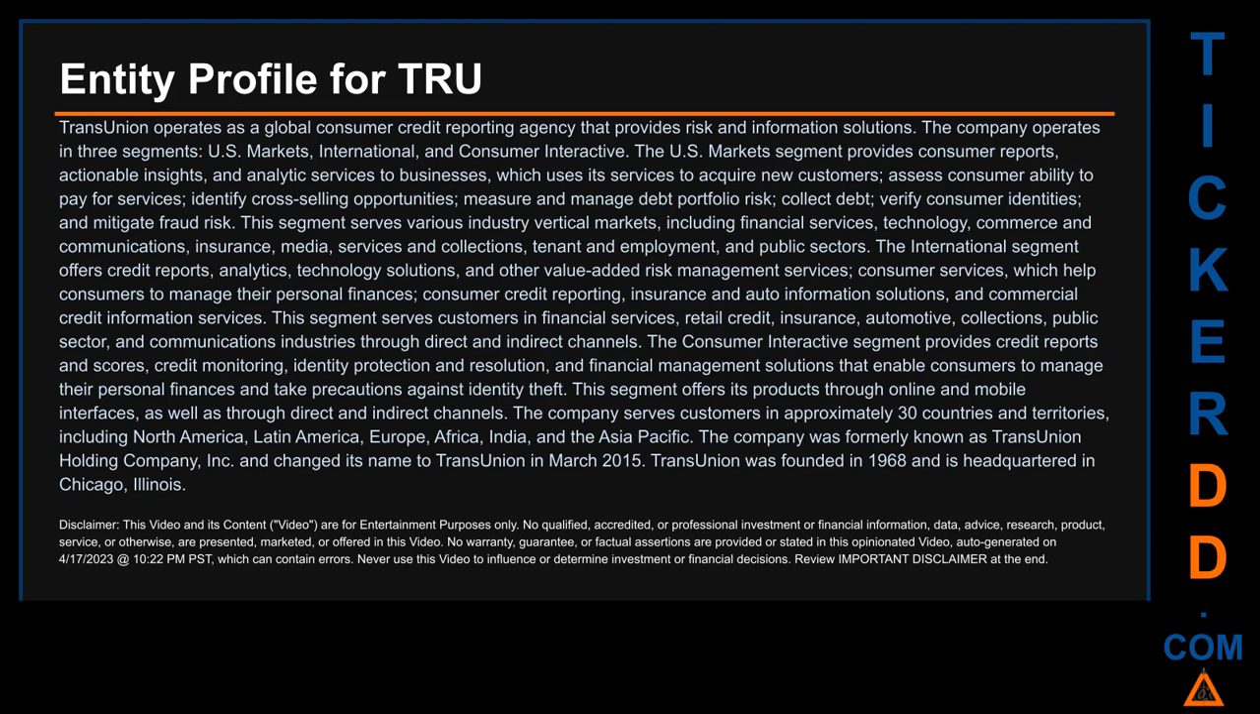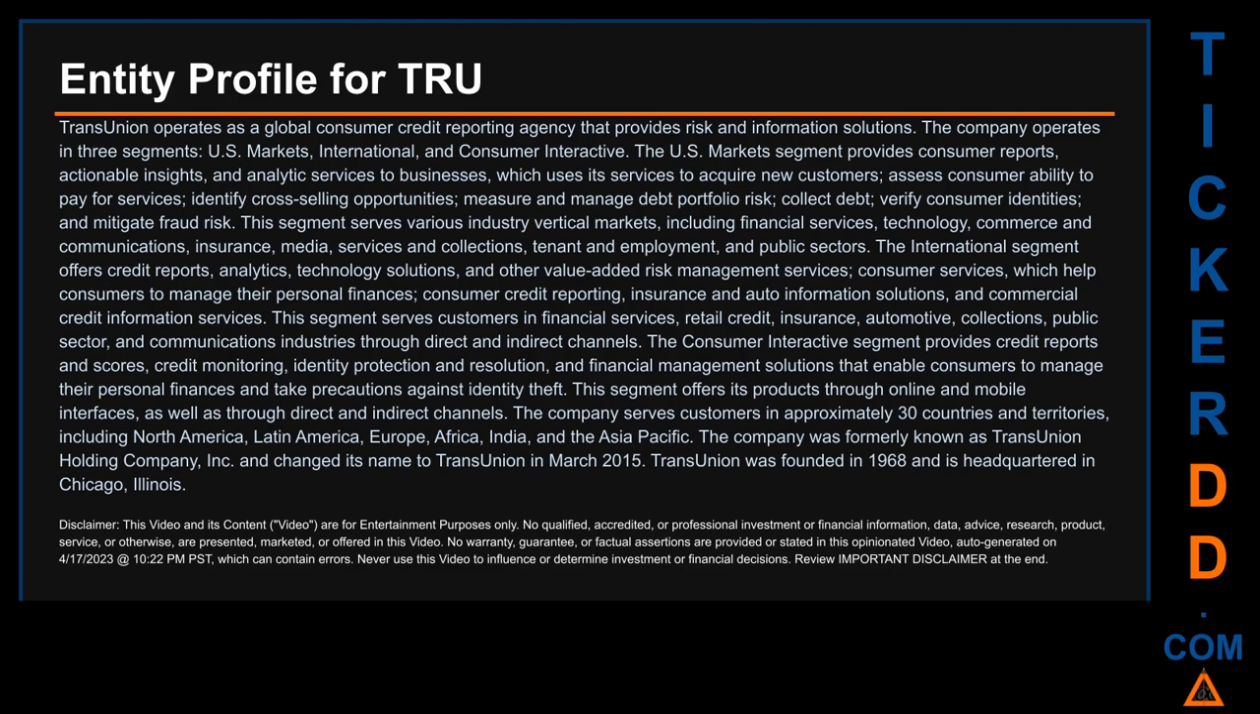indirect channels. The consumer interactive segment provides credit reports and scores, credit monitoring, identity protection and resolution, and financial management solutions that enable consumers to manage their personal finances and take precautions against identity theft. This segment offers its products through online and mobile interfaces, as well as through direct and indirect channels.